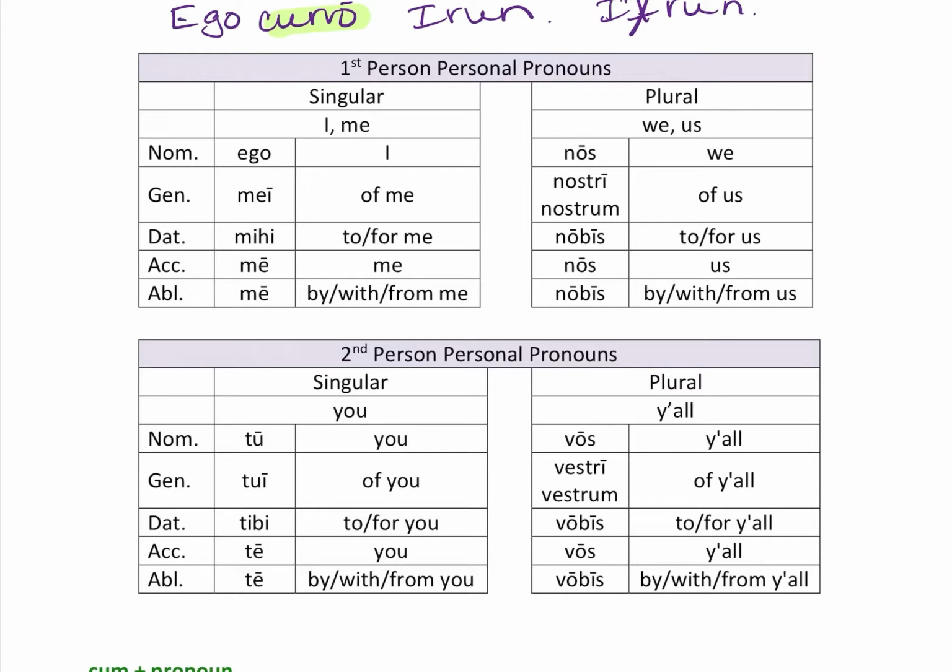So there are separate third person pronouns. We're going to talk about those in a minute, but go ahead, take a moment to fill out your personal pronoun first and second person charts. So pause the video, come back when you're ready.